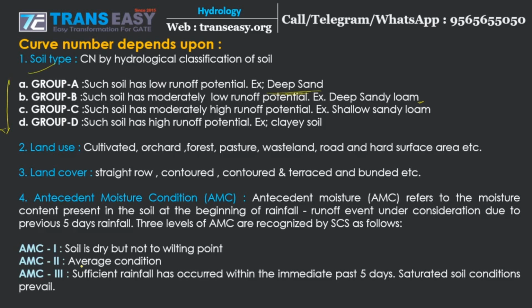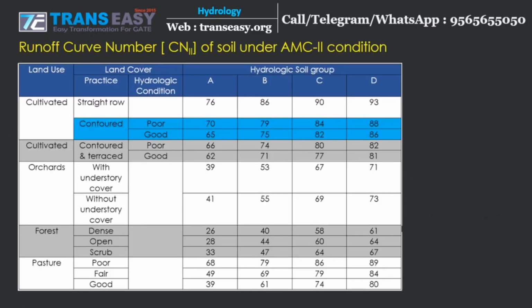AMC2 average condition है. AMC3 सफिशिएंट रेनफॉल 5 दिन पहले हुआ है. Sufficient rainfall has occurred within immediate past 5 days. Okay, AMC3 is defined like this. Soil is in saturated condition almost, and this will produce huge excess runoff. And friends, curve number for such antecedent moisture condition of the soil will be higher.